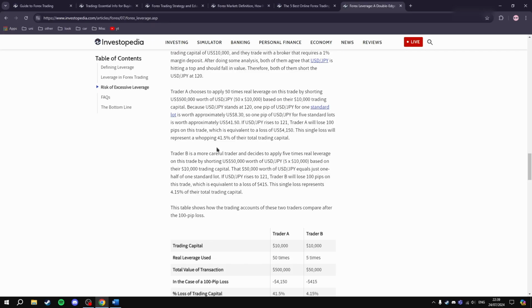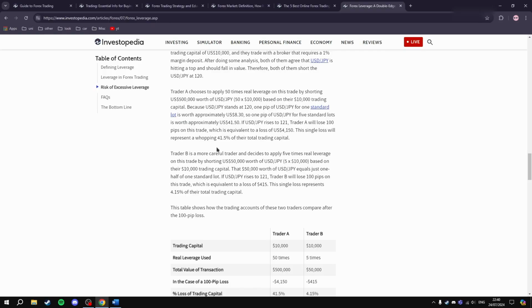Trader B is a more careful trader and decides to apply 5 times real leverage on this trade by shorting 50,000 USD worth of USD/JPY, so same amount as the first one, based on their $10,000 trading account. That $50,000 worth of USD/JPY equals just 1/2 of one standard lot. If USD/JPY rises 1-to-1, trader B will lose 100 pips on this trade, which is equivalent to a loss of $415. This single loss represents 4.15% of their total trading capital.